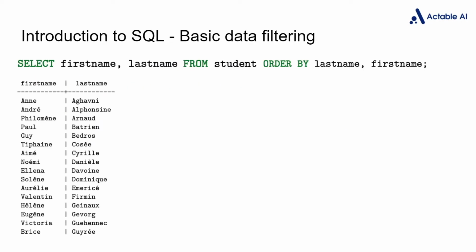Here we have another example. We have a table with first names and last names. When we print the data from the table, we order it by last name and first name. Quite straightforward again: select first name and last name from student, so the table is called student, and then order by last name and first name. In the case where we have the same last name, we will then order by the first name. Quite straightforward again.